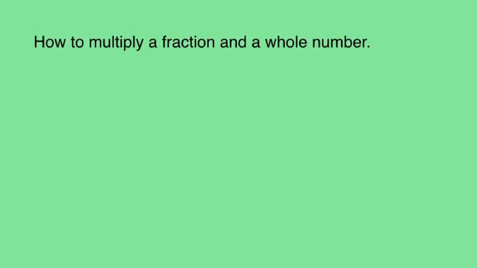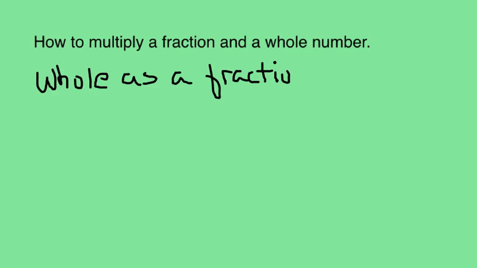If we want to multiply a fraction and a whole number, fill in the blanks on your handout. We're going to write the whole number as a fraction. And that means I'm going to put it over 1. So if I have 24, it now becomes 24 over 1. Okay?